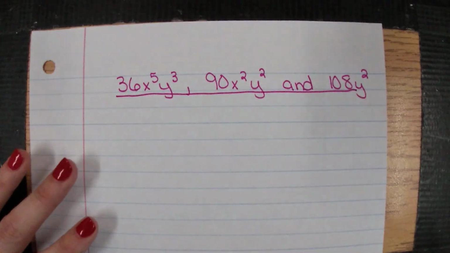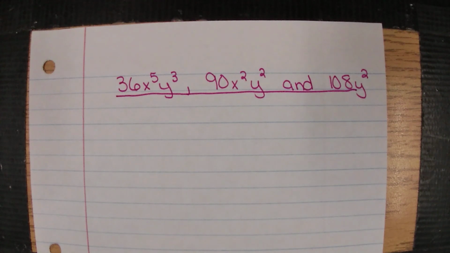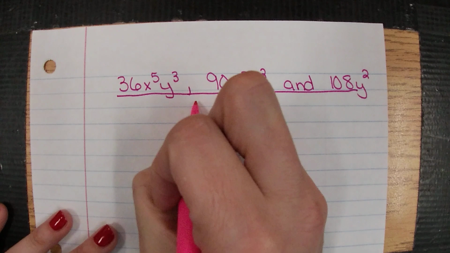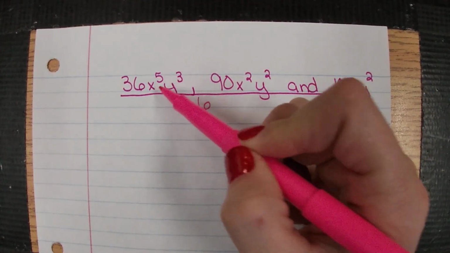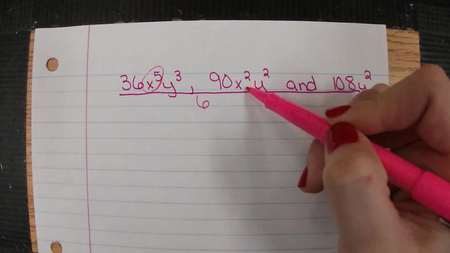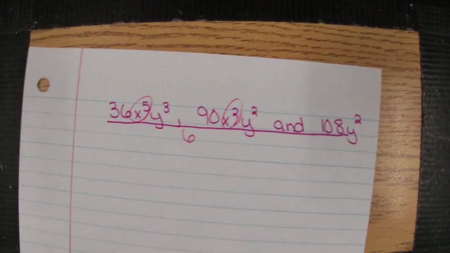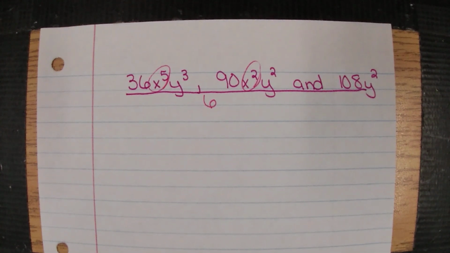So you're going to ask yourself, what can you think of that will divide into 36, 90, and 108? And if the largest thing that you can think of is 2 because they're all even, that's fine. Maybe you see 6. Maybe you see something else. It doesn't matter. You're just going to see what you see. Okay, then we're going to look and see if they all have the x's. So we have an x, oh, no x. If they do not all have the variable, we cannot count it as part of the GCF. So the x is not included.